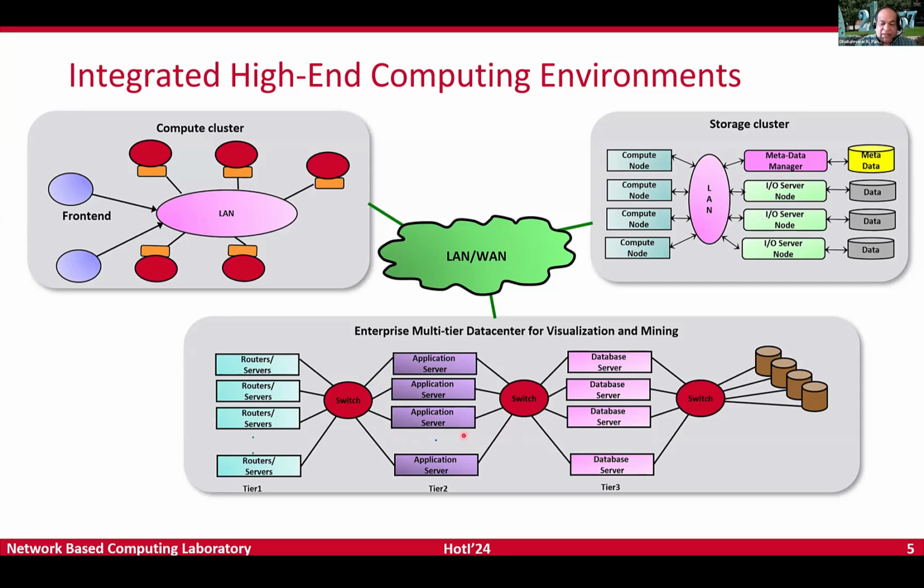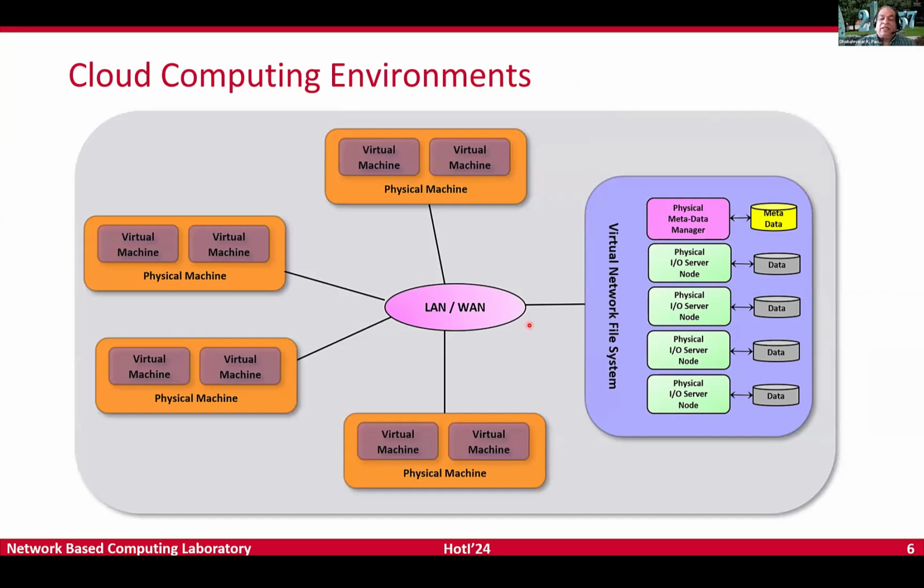So these are the data centers where you have different tiers, tier one, tier two, tier three kind of thing, and they are also connected with switches. If you take a look at the role of networking, it is very diverse within the system, and also across systems, LAN and WAN. At the same time, we're also seeing cloud computing getting a very broad view. All high performance networking technologies are gradually moving into cloud computing.